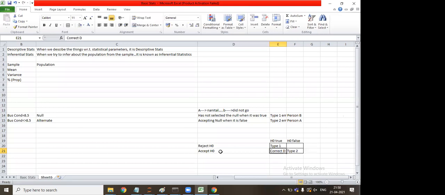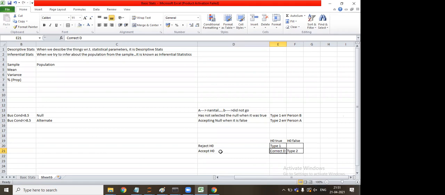Then there is no error in that. So no error, correct decision it is. It is a correct decision. Are we aligned? Can you explain it again? Which part do you want me to explain again? Type 1 and type 2 or correct decision?